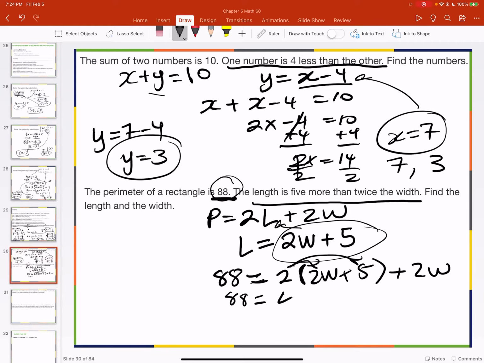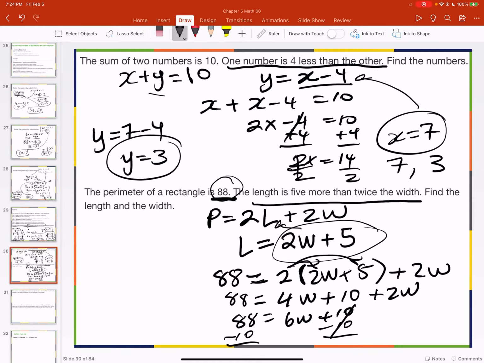Distribute the 2, you get 4W plus 10 plus 2W. So 88 is equal to 6W plus 10. So subtract 10 from both sides. You get 78 is equal to 6W. Right, so 78 is equal to 6W. So divide by 6, and that's going to be W is equal to 13.